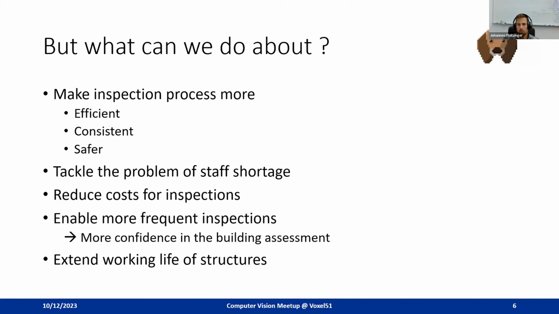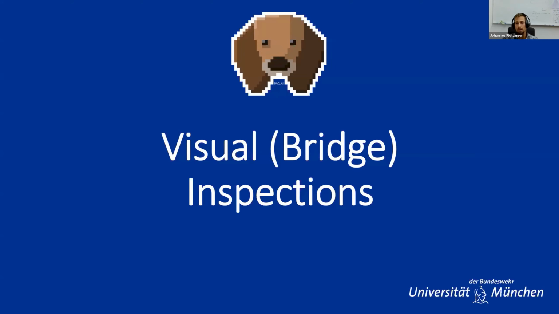So what can we do about it? What I can offer, based on my research, is to make the inspection process more efficient, consistent, and safer by using computer vision for the automated damage recognition. Thus, tackle the problem of staff shortage and costs for inspections, and maybe enable more frequent inspections, leading to more confidence in the building assessment, and eventually extend the working life of the structure. In the following, I will describe the problem of visual structural inspection using a bridge inspection as an example.